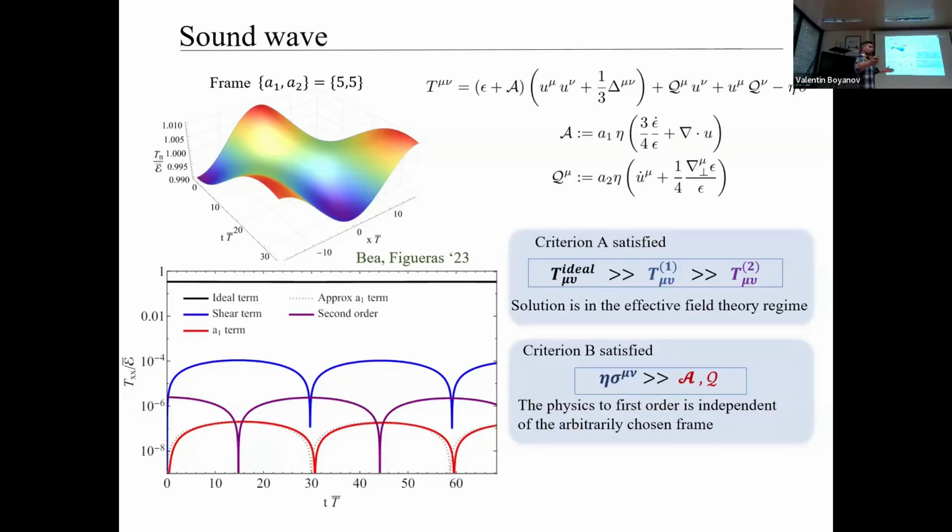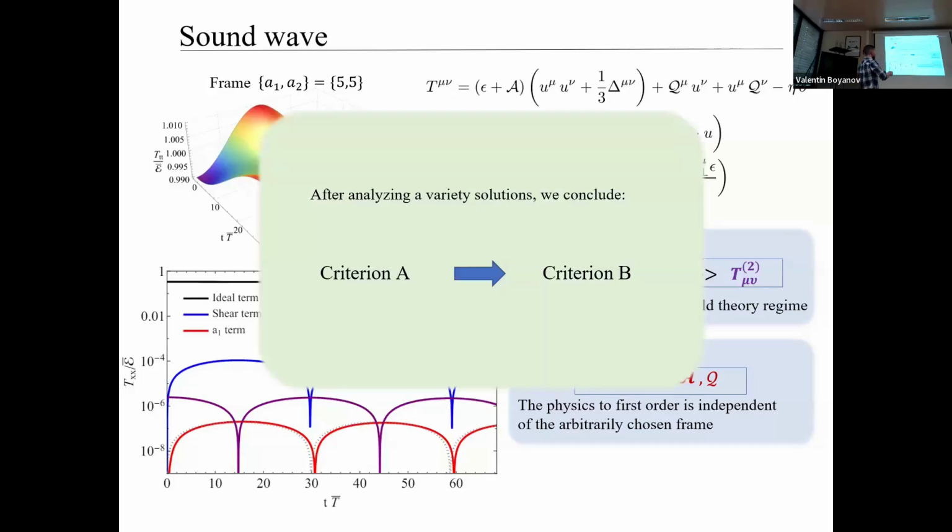Now we can perform many evolutions in many different systems, from shock waves to Gaussian perturbations of large amplitude and many other systems. And by analyzing a variety of solutions, we conclude that if criterion A is satisfied, then criterion B is satisfied. So with this, we can say that the statement that I proposed before, that if the system is in the range of validity of the effective field theory, then the physics to first order is invariant under the change of frame, is satisfied. We think, by defining this criteria. Without the criteria, other things could happen. But of course, one must define one criteria if one wants to answer this question.